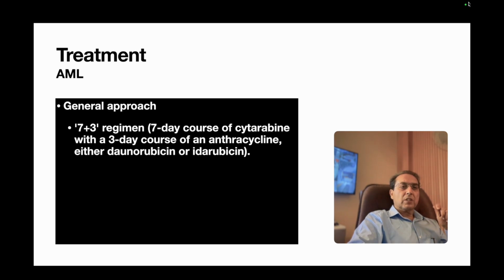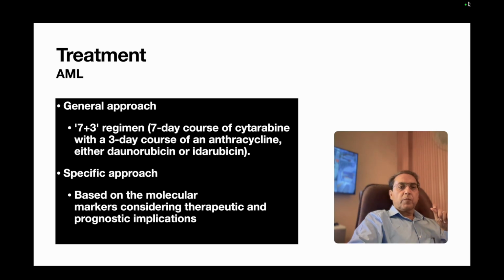Now the treatment. Acute myelocytic leukemia: the general approach is a 7-3 regimen, that is a 7-day course of infusion of cytarabine with a 3-day course of an anthracycline antibiotic, either daunorubicin or idarubicin, so they can be used. But generally we adopt a specific approach. This approach is actually based on the molecular markers considering therapeutic and prognostic implications. The scope of this is beyond this presentation. We will discuss it in another presentation.